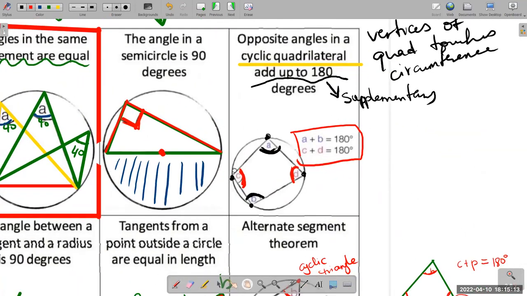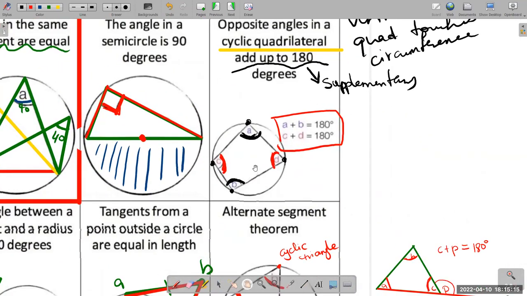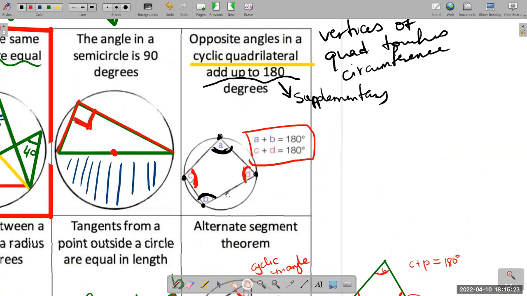Next one, cyclic quadrilateral. Why do we call it cyclic? Because the vertices, and we should know what vertices mean. Vertices is the plural for vertex, which is another word for points. So the 4 points of the quadrilateral must be touching the circumference. Now, here we see that we have 4 angles and we know all of them add up to 360. So that's the first thing.